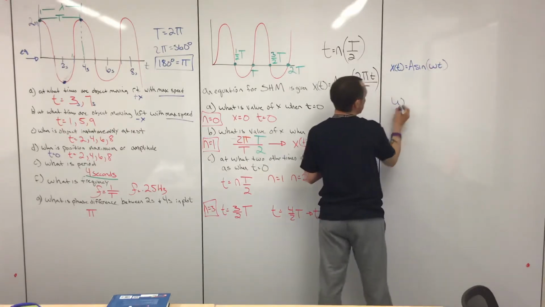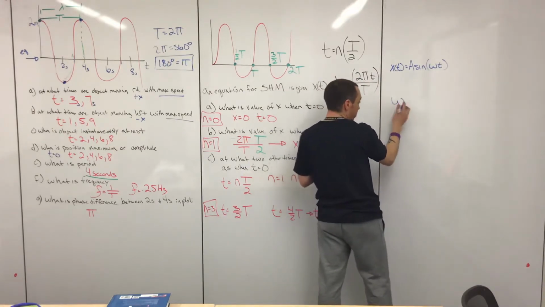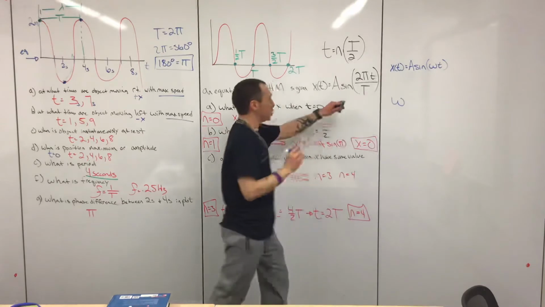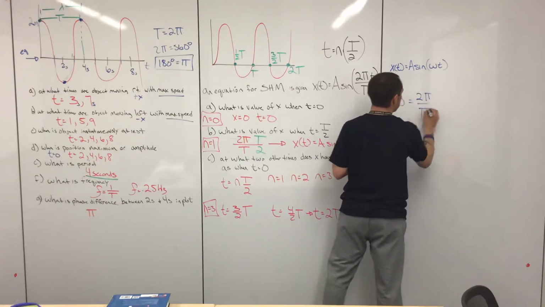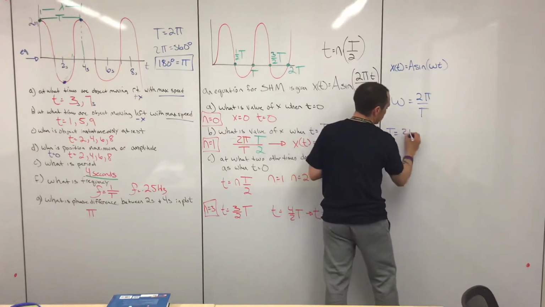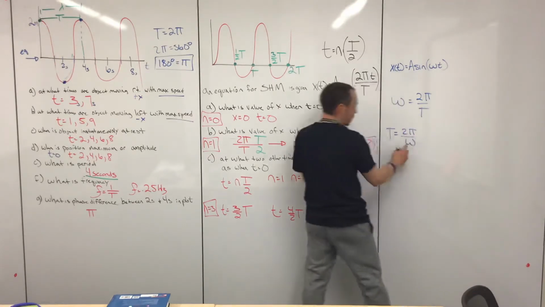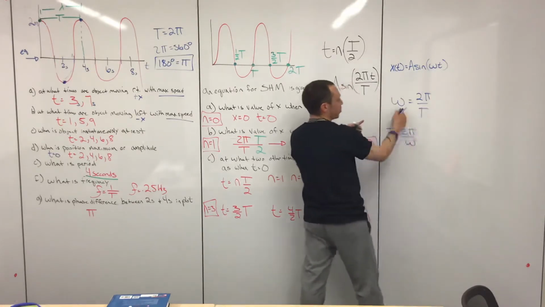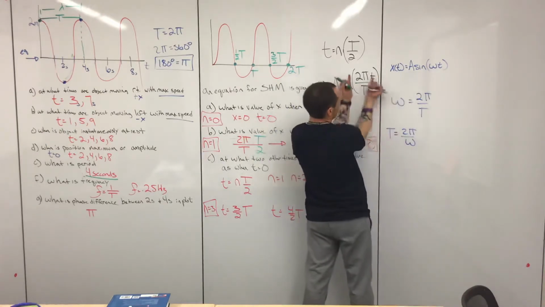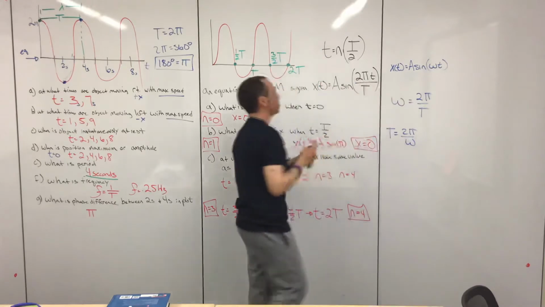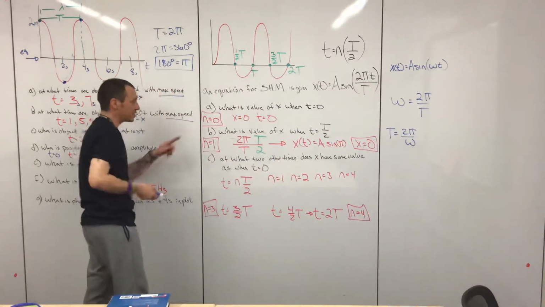But we know omega is equal to 2 pi over T, because we know period is equal to 2 pi over omega, so we swap these and we know that. So omega can be written as 2 pi over T, which is what you see here. So this is still omega, it's just written different, all right? So they asked us some questions here.